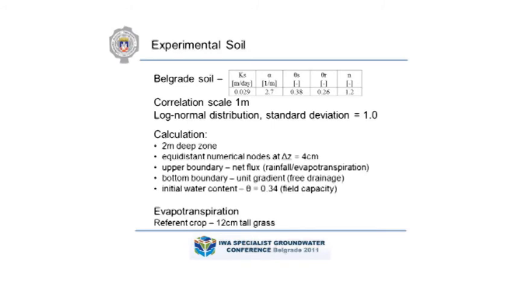Now, the experimental soil is the Belgrade soil aquitard with its parameters given in the table. The correlation scale is assumed to be 1 meter. That means that at a depth of 3 meters there exists no significant correlation. The distribution is log normal and the standard deviation is 1.0. That is 1 order of magnitude of the hydraulic conductivity.